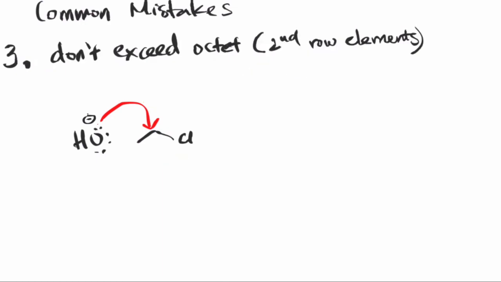And the third common mistake I want to alert you to is to always follow the rule that you do not exceed the octet for second row elements. So for example, if we did an arrow pushing like this, you would create a species with a carbon with 10 electrons. Okay, so just follow these rules and you should be fine.